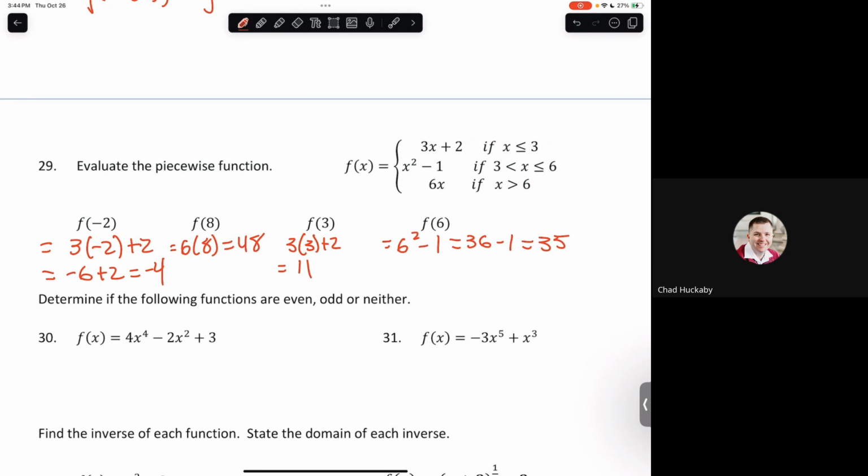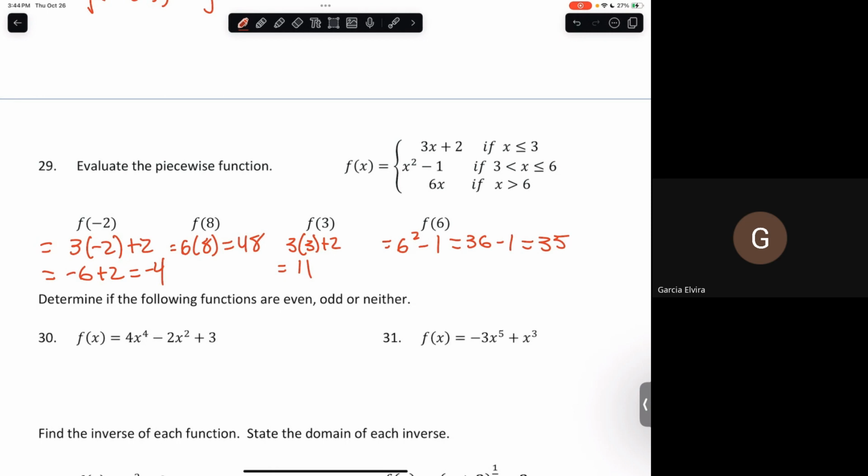Okay, so we want to check to see if these functions are even, odd, or neither. So how do we do that? Well, I'm sorry. Go ahead.